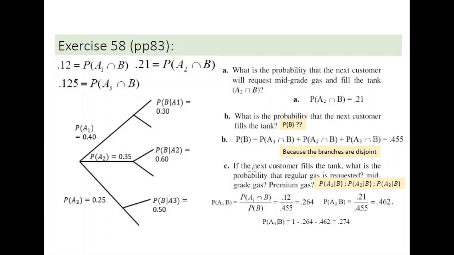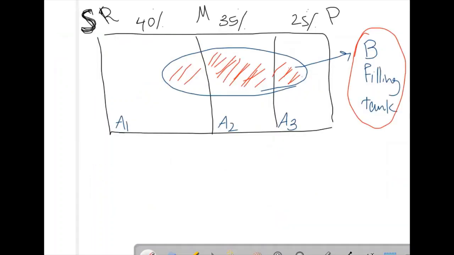So the third one: if the next customer fills the tank. You can see the keyword again, "if," is a conditional sentence in English. So if the next customer fills the tanks, it means if B has occurred previously, B is filling the tanks. So if B has occurred previously, it means we have this.